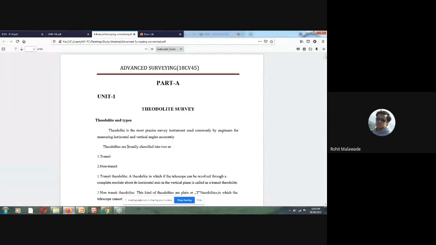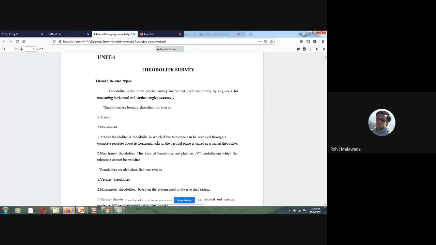Okay, theodolite survey. I have already covered what a theodolite is. Now, theodolites are mainly classified into two types: the transit and non-transit theodolite. Let me repeat. What are the different types of theodolite? One we call the transit theodolite, and the other we call the non-transit theodolite.